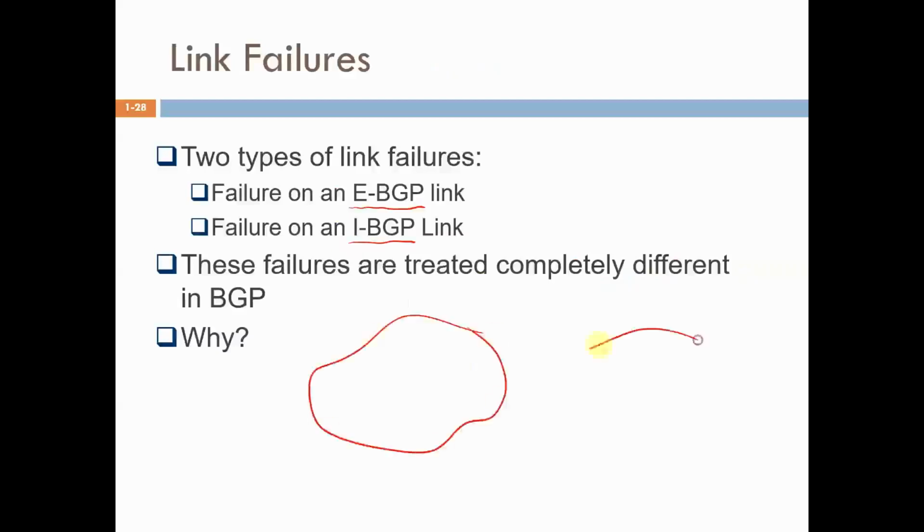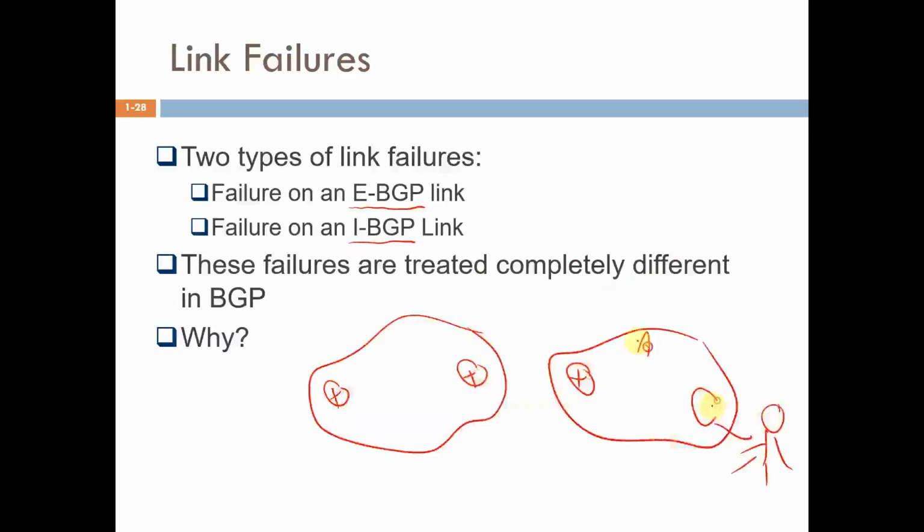So let me just explain using this scenario. Let's say you have these two autonomous systems, each one going to a customer at autonomous system. Let's say this is autonomous system 2. This is autonomous system 1. Let's say there is a customer of autonomous system 1 wanting to send traffic to autonomous system 2.